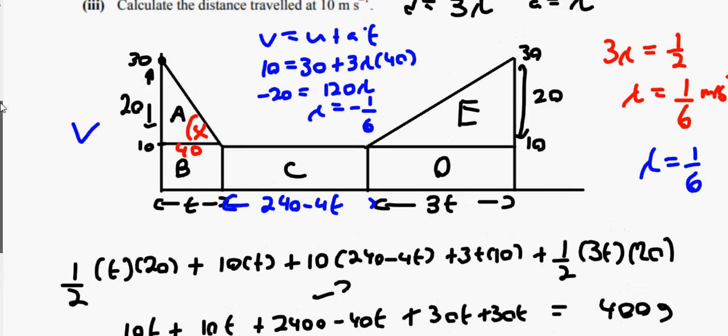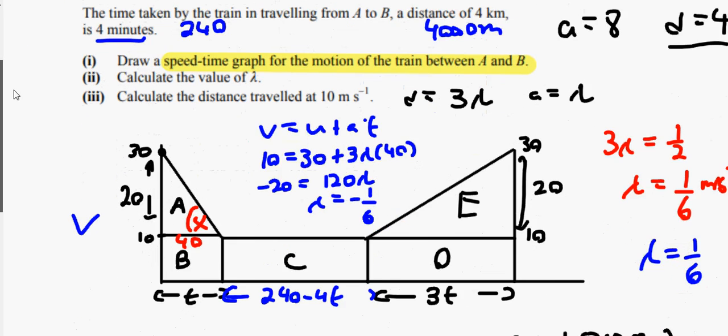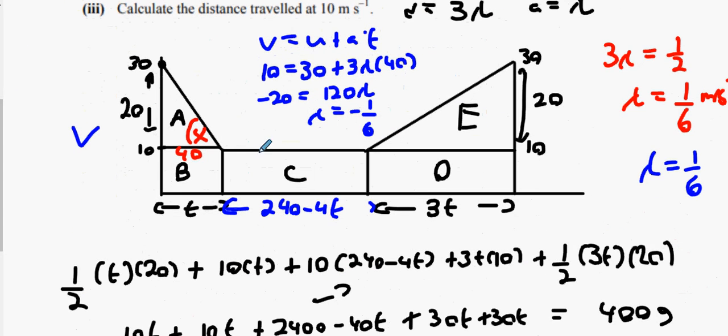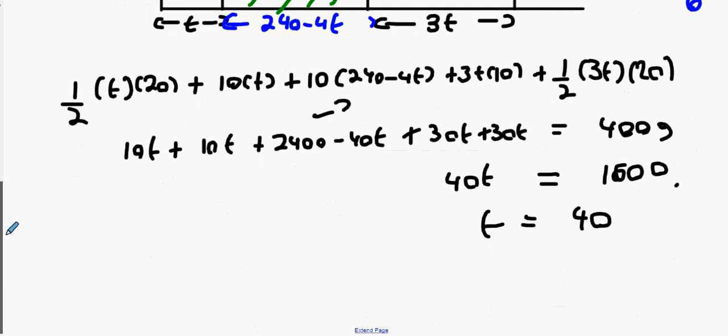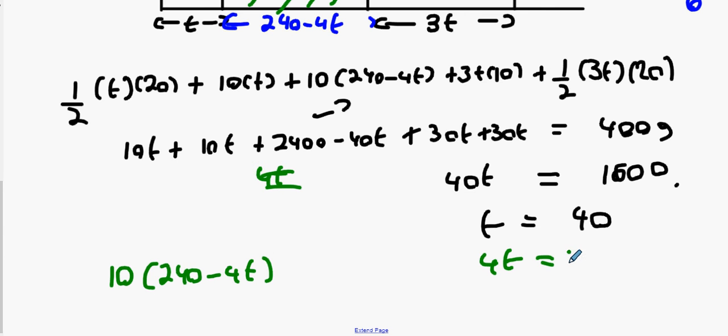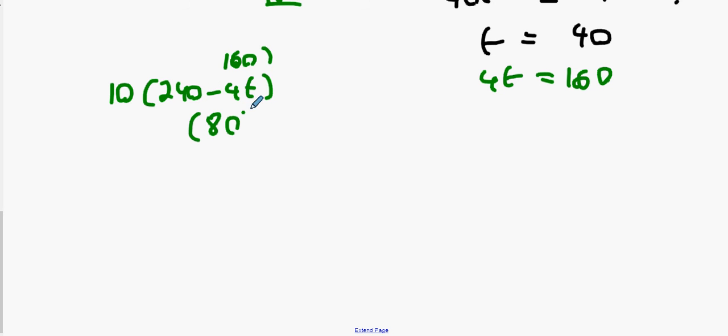Now, what's the next question? Calculate the distance travelled at 10 meters per second. Alright, that's easy. It just wants me to get the area of the green rectangle, rectangle C. Rectangle C was 10 multiplied by 240, take away 4t. We know t is 40, so 4t will be 160. This means you're only moving for 80 seconds, because 240 take away 160 is 80 seconds. So it's 10 times 80, which is 800 meters. You're moving for 800 meters in that section.